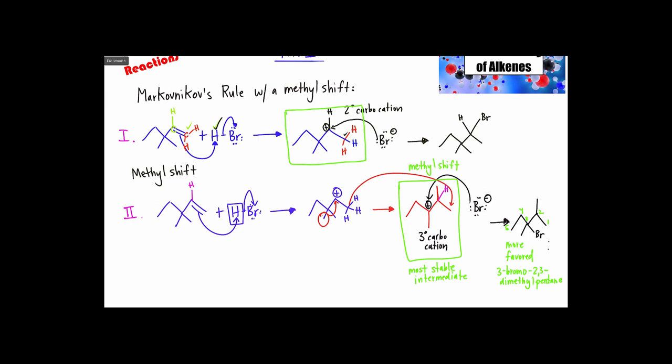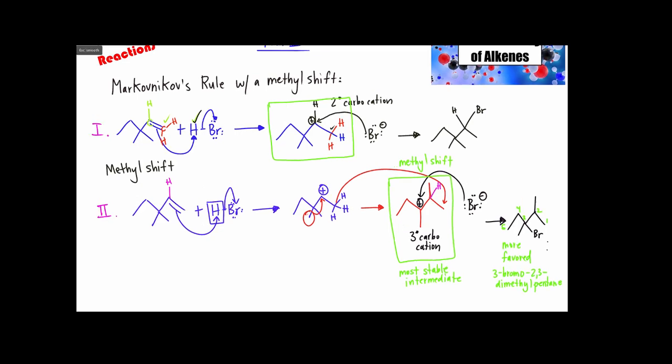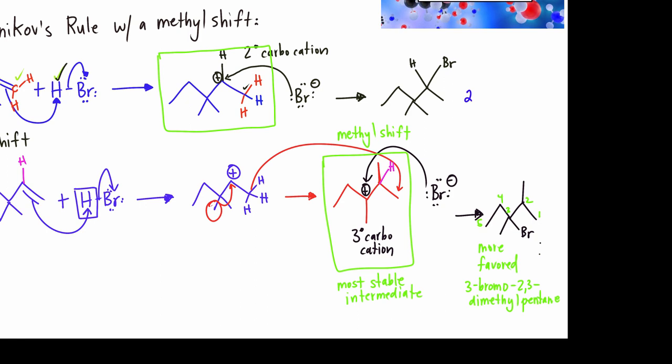And above here, I have 2-bromo-3,3-dimethylpentane. See, that's 1, 2, 3, 4, 5. Yep.